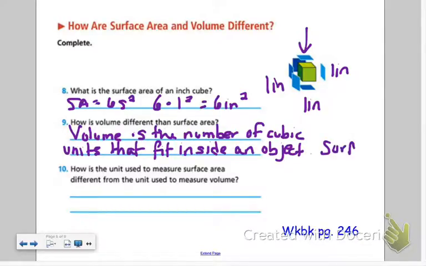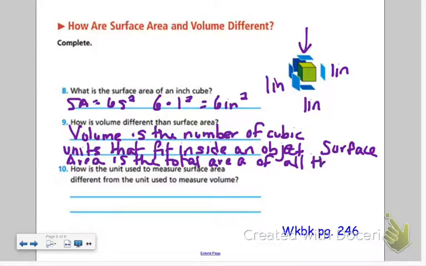Surface area is the total area of all the flat faces. So remember, surface area was two-dimensional, right? We're still talking about flat two-dimensional faces. That's why it was always squared.